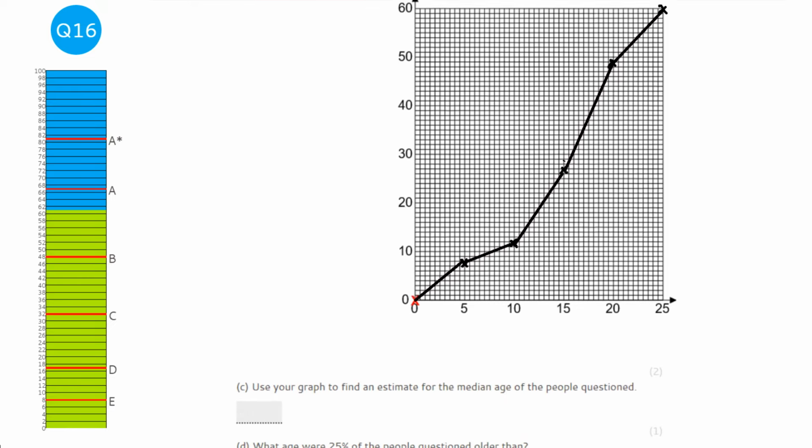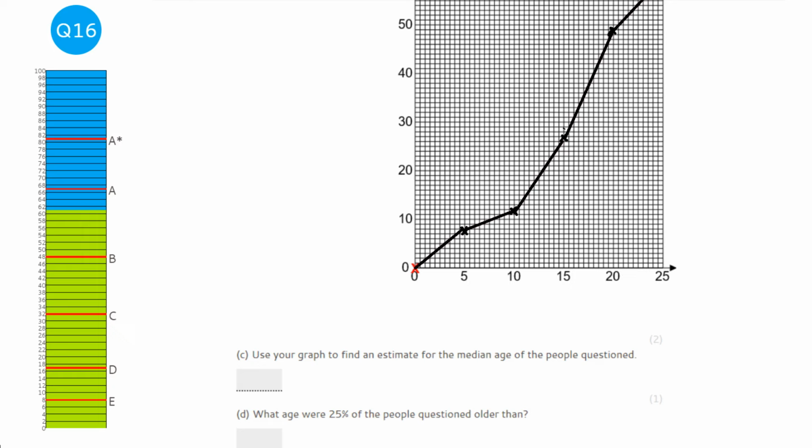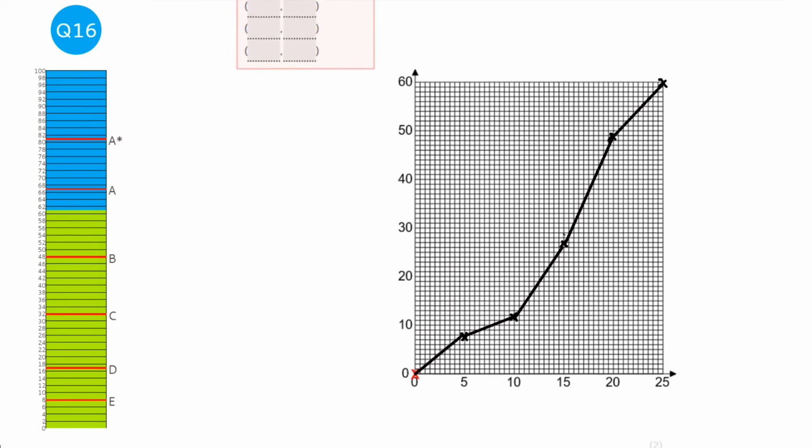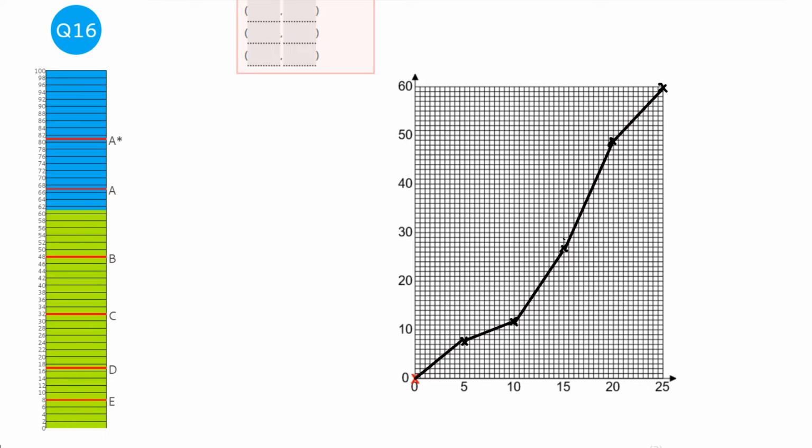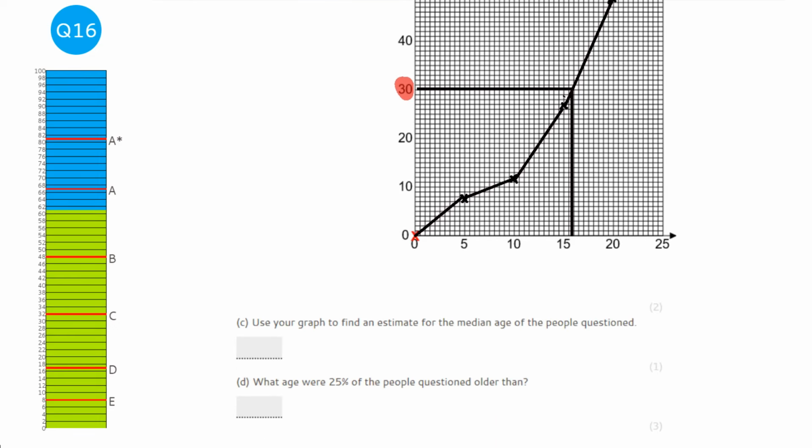Okay, and that's it. So it says use your graph to find an estimate for the median age of the people questioned. So we look at the side axis and it goes up to 60. We make sure that if it said 70 there, we look at where our maximum point on our graph is, which is at 60. We then halve that, and that gives us 30. And we just draw a line across from 30 and down. So across from 30 and down. I think that's about, what do we think, about 16, I think.